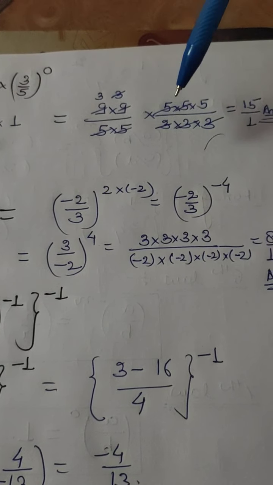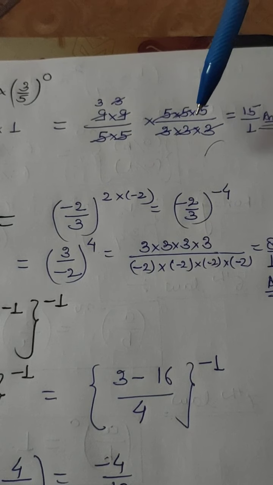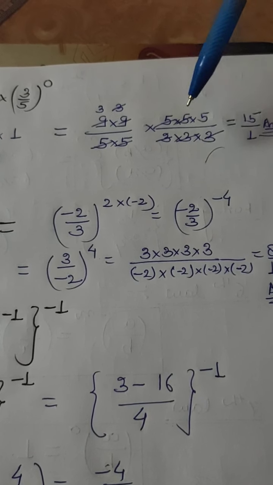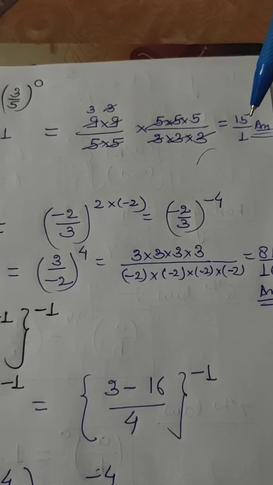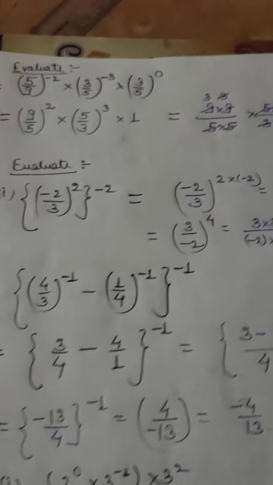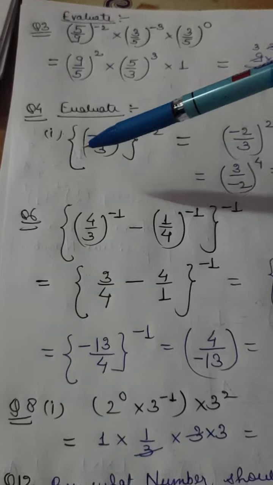So whatever terms are getting cancelled out, we cancel them, and whatever is left will be multiplied. Here 3 is multiplied by 5. We get 15 by 1 as the answer. Next comes question 4.